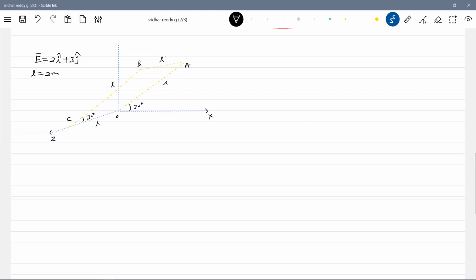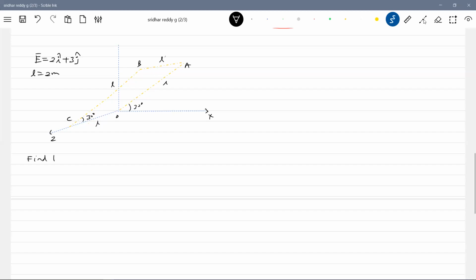What is a unit vector perpendicular to this? I think you should define the unit vector first, perpendicular to this plane. Then the angle between E bar and N cap, you'll get the required answer. So first, what is the area of this one? L square. OABC is a square.